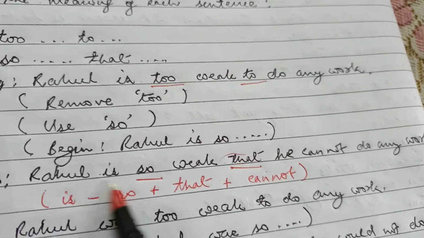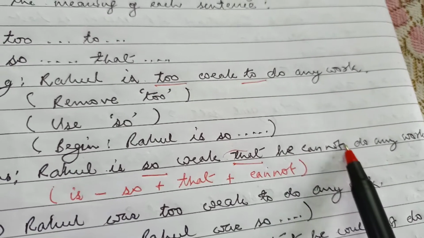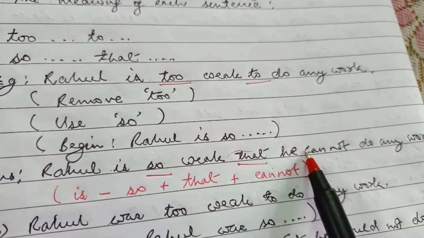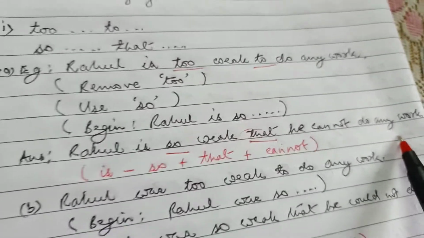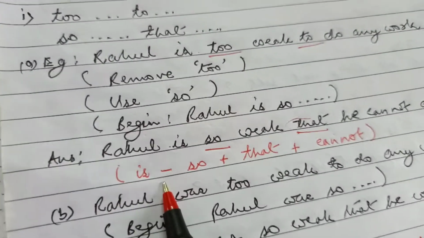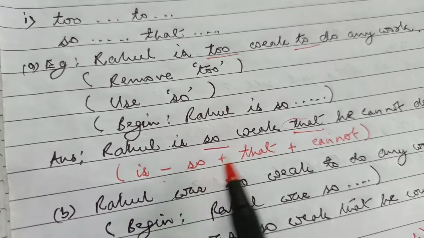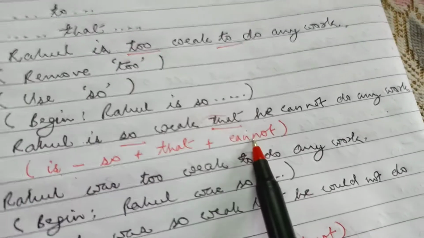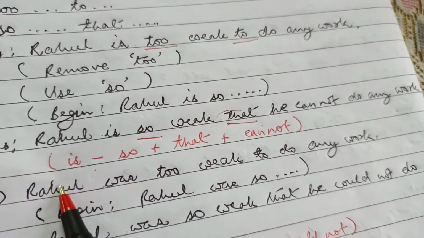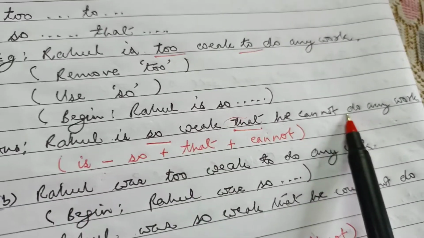He is a pronoun for Rahul, since Rahul is a boy, so we have used the word he. And this negative word not is with the modal can. So Rahul is so weak that he cannot do any work. Now why we have used cannot here is because we are given is. Is is present tense. So when we have present tense is in the sentence, we are using so plus that because we are asked to use the same. And when it is in the sentence, we are using cannot, because is is present tense. Now can is a modal auxiliary. So hence we got the answer.